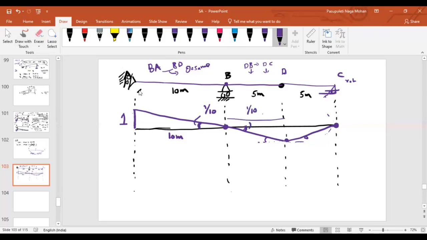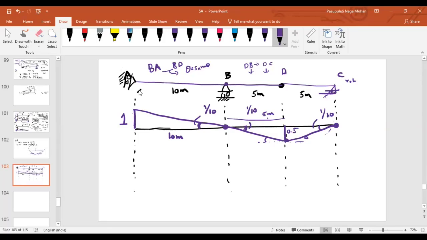From here to here, what is the distance? 5 meter, and the slope is 1 by 10. Then what about this ordinate? 5 into 1 by 10. How much will it be? 0.5. Then similarly, this is 1.5. Then what about this? Again, I can say this slope is 1 by 10.